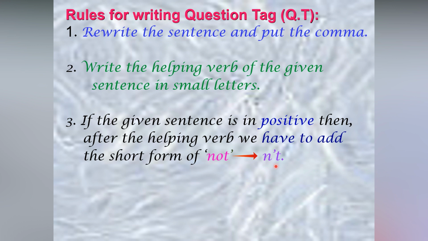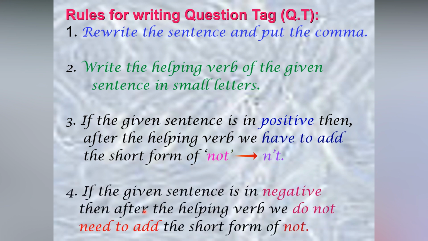Suppose the given sentence is negative, then after the helping verb we do not need to add the short form n't. No need to write anything. If the sentence is negative, just rewrite the sentence and take out the helping verb, then you go for the next. But if the sentence has no negative words like not or seldom, then it is positive. Okay, now we go for the next.